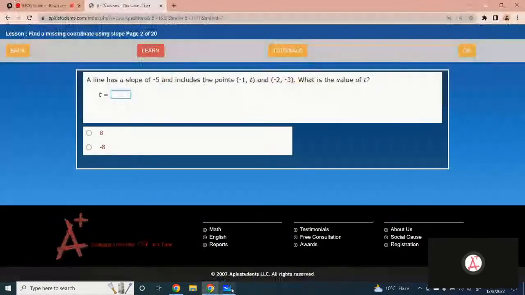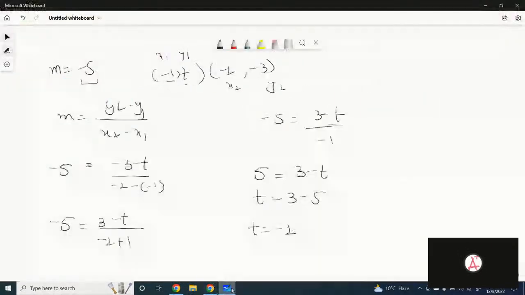Negative 1, negative 2, negative 3. Let me just check. Negative 3 minus t over negative 2 minus minus 1. So it would be minus minus plus 1, negative 2 plus 1, and negative 2 plus 1 is negative 1. So negative 1 times negative 5 makes positive 5. It would be 3. Oh yes, we have negative 3.